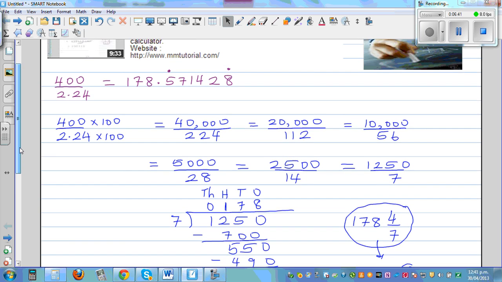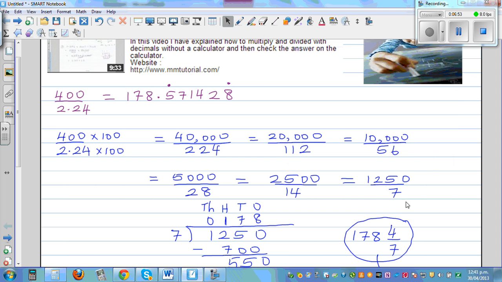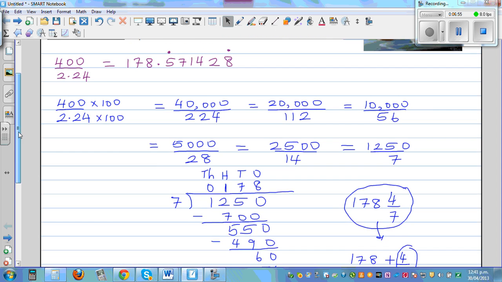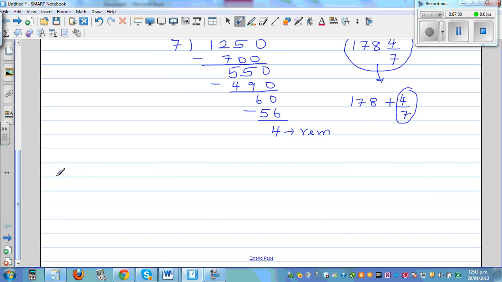If you go, oops. So let me cancel this. If you go 4 divided by 7 is 0.571428. Can you see 571428? So along with this, let me show you how you can convert this into 4/7. Okay, so this is slightly higher. Those who are learning a bit of algebra will understand the next step.